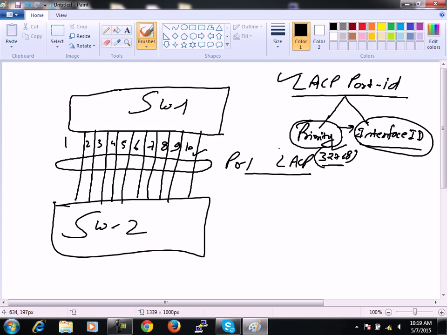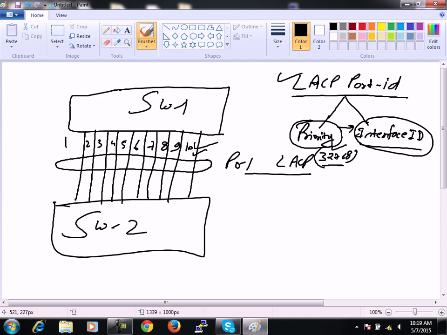You will configure its priority lower than other links, right? So that first of all LACP will pick this link number 10, or port number 10, right? So this port number 10 will always participate in your EtherChannel actively, right? Okay, so for that purpose you can modify their priorities.